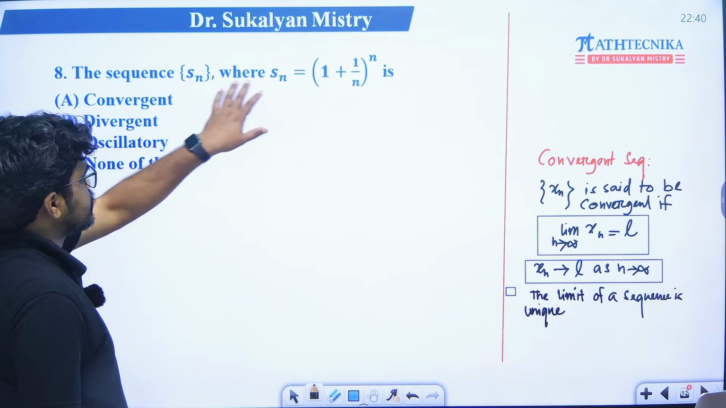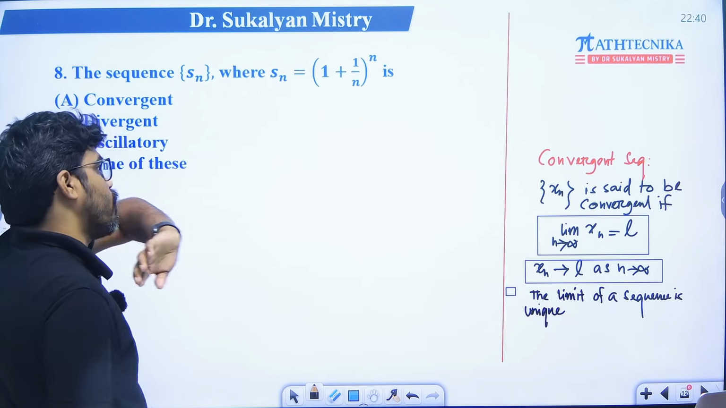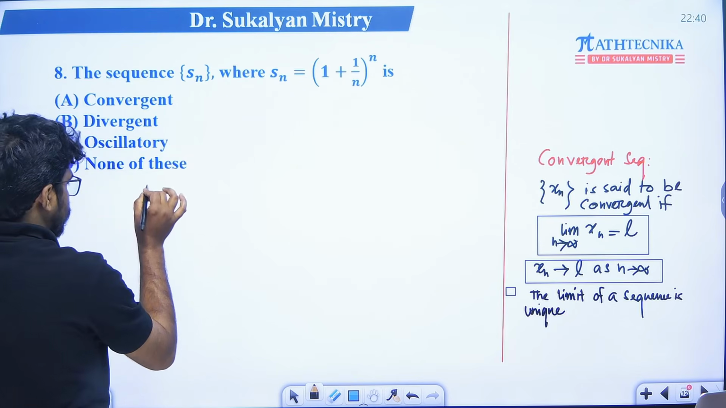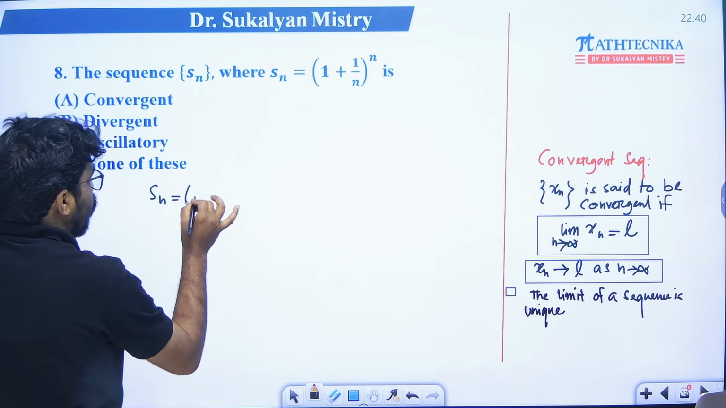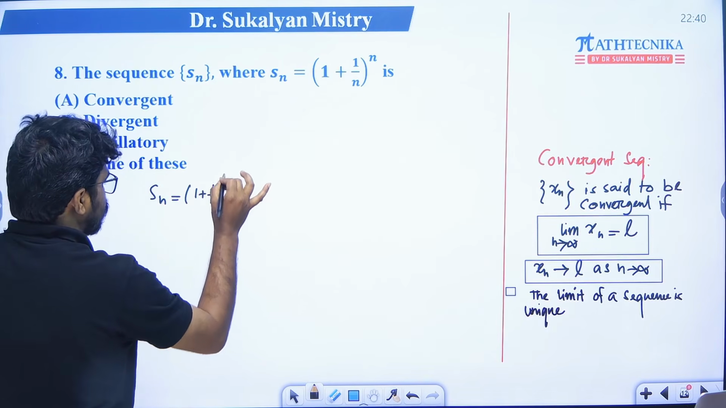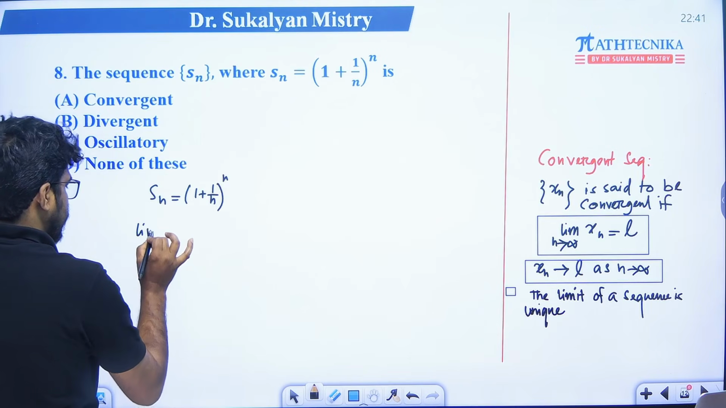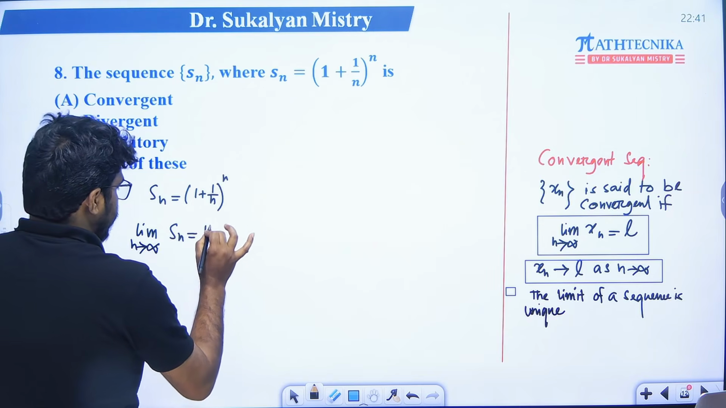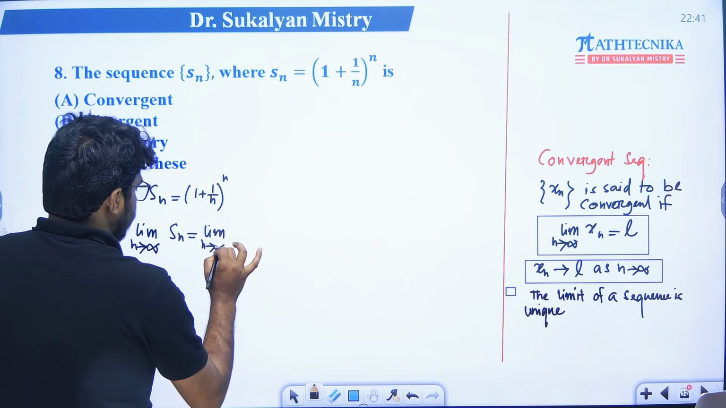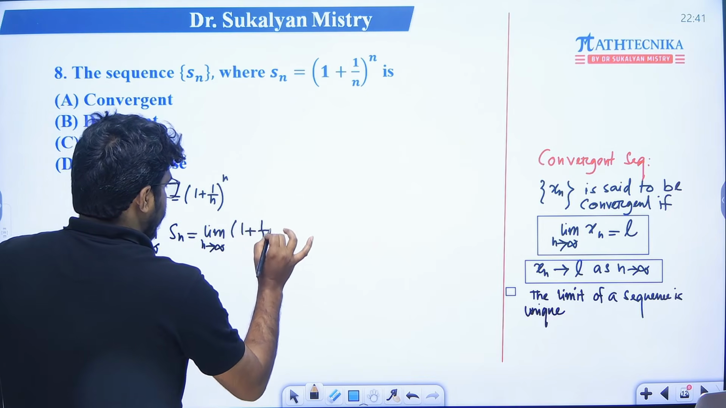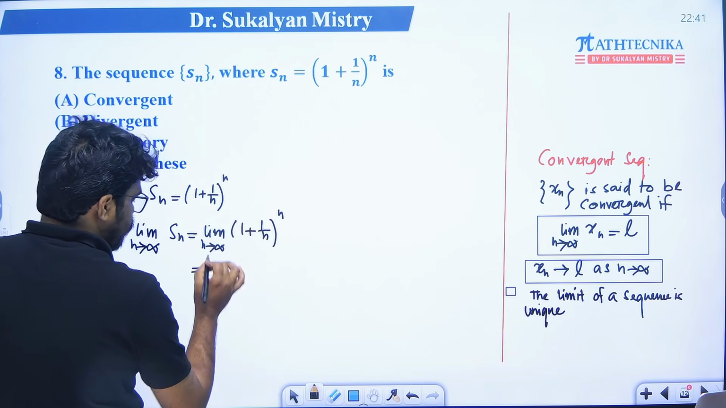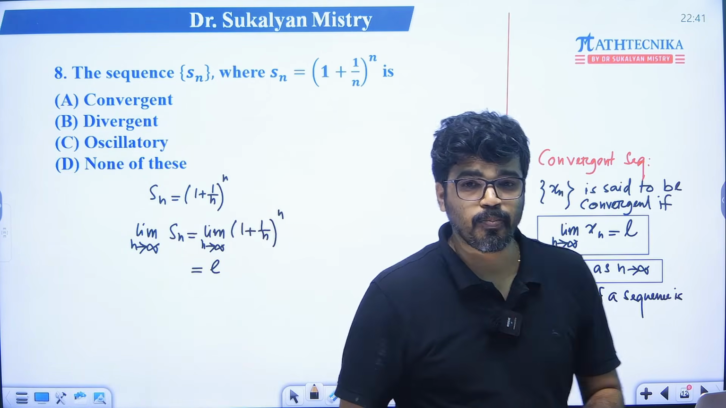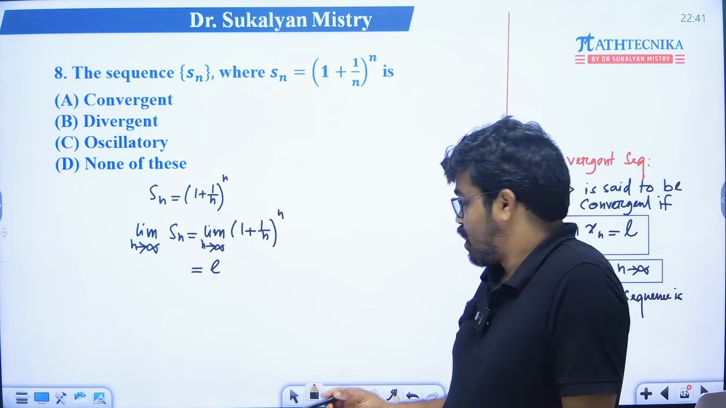So here Xn is the nth term of a sequence. দেখো, Xn না, সিকোয়েন্সটাকে Sn দিয়ে ডিনোট করি। So Sn is equal to (1 plus 1 by n) to the power n. So the limit as n tends to infinity of Sn is the limit of (1 plus 1 by n) to the power n, and that is e. So the sequence Sn converges to the point e. So it is a convergent sequence.